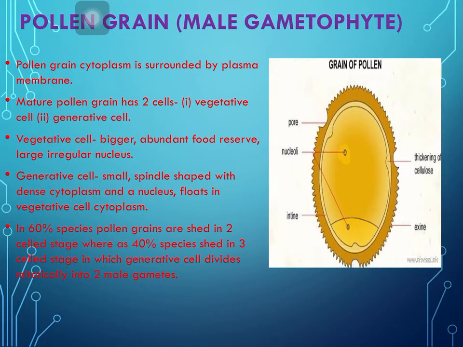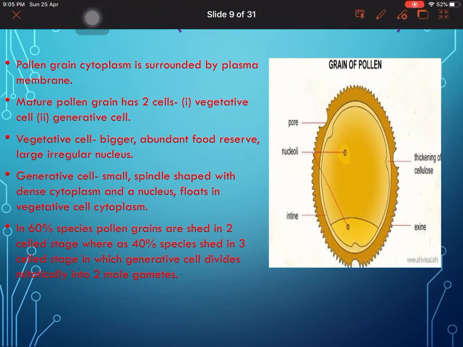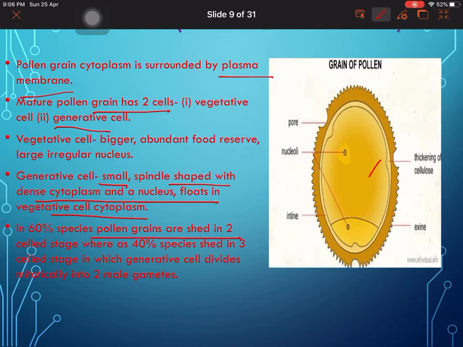This pollen grain cytoplasm is surrounded by the plasma membrane, and a mature pollen grain has two cells, one vegetative and the other generative. So this is the vegetative and the other is the generative cell. The generative cell is small, spindle shaped with dense cytoplasm, and the nucleus floats in the vegetative cell cytoplasm. You can see from the figure. In 60% of species, pollen grains are shed at the 2-cell stage, whereas in 40% of species they are shed at the 3-cell stage, in which the generative cell divides mitotically into 2 male gametes. So this is the general thing which is happening.